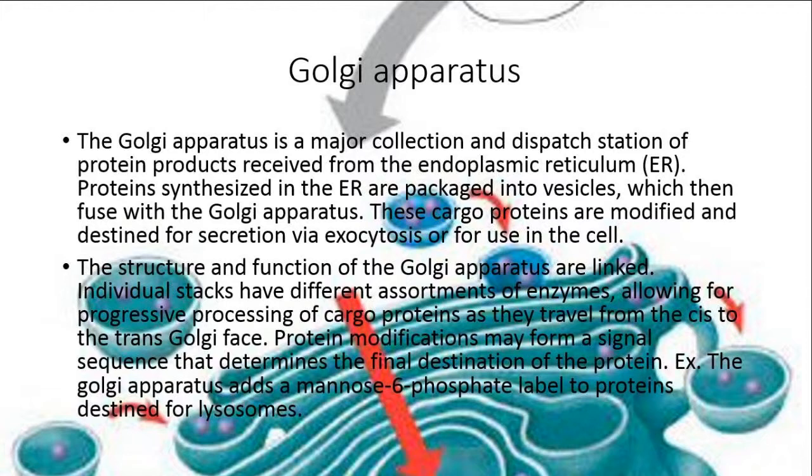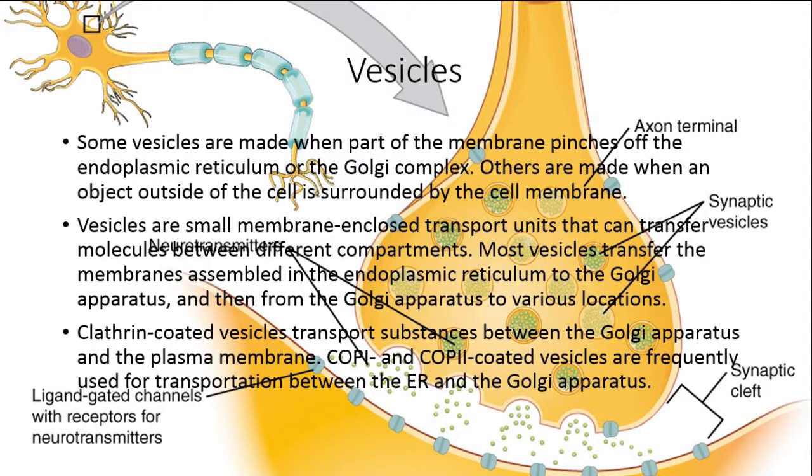So, in conclusion, the Golgi apparatus is more like a post office that receives substances or molecules from the smooth endoplasmic reticulum and then packages them and targets them to be sent outside the cell or inside the cell to their destination. Vesicles. Vesicles are made when part of the membrane pinches off the endoplasmic reticulum or the Golgi complex.